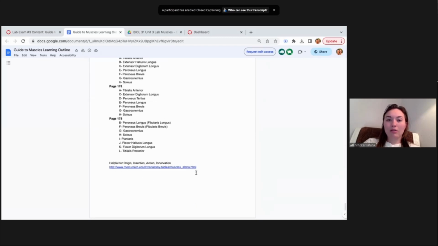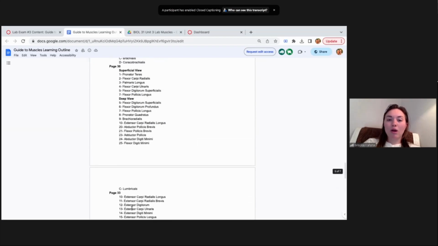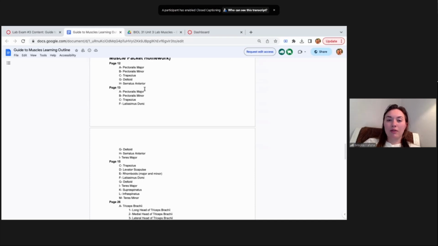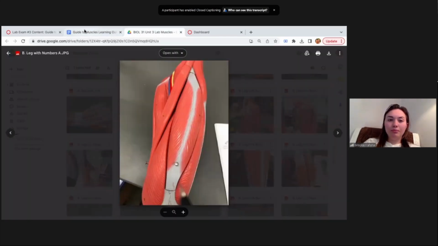And then you need to write those origin, insertion, action, innervation. And you also need to memorize, right, all of the stuff in that packet, as well as all of your muscles.